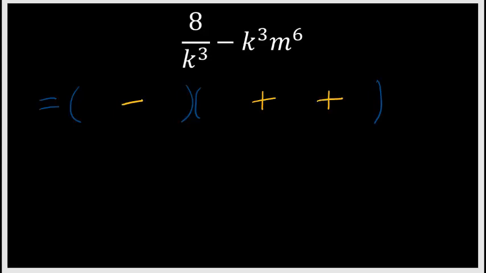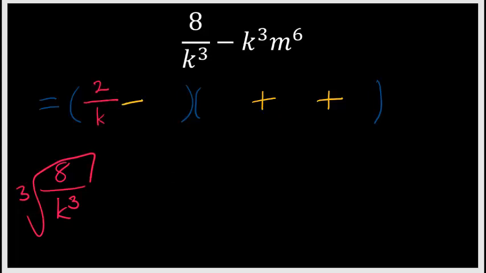In our binomial, we are going to say 8 over k cubed cube rooted. So the cube root of 8 is 2, and the cube root of k cubed is k. So we have 2 over k. Then we're going to say cube root of, okay, I'll write it out, k cubed m6. We're going to do the cube root of that. So 3 divided by 3 is 1, and 6 divided by 3 is 2. And that is how we get our first bracket.